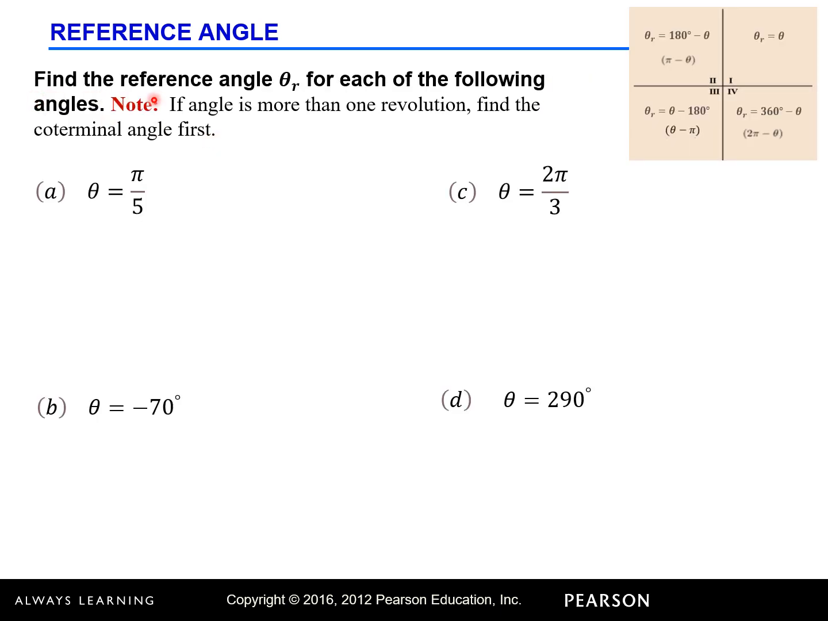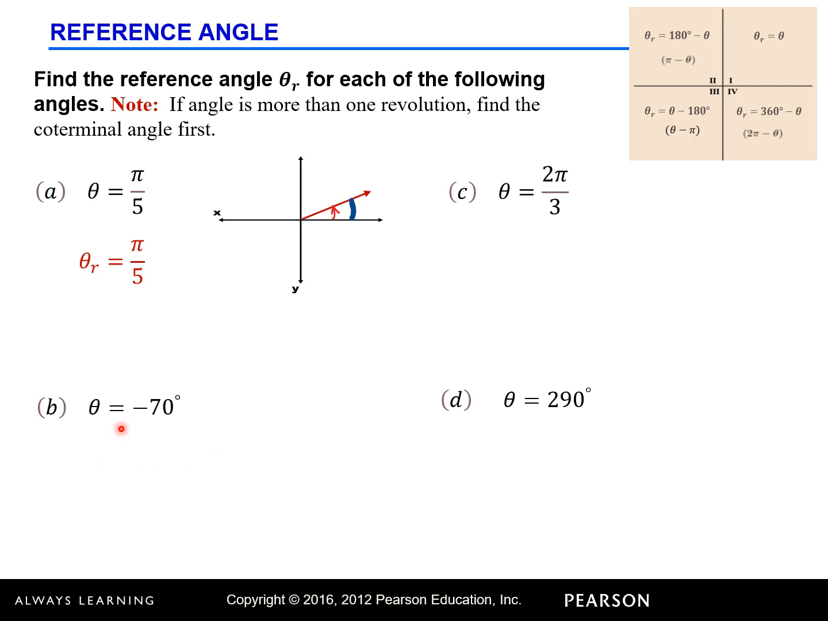Now let us apply finding the reference angle for each of the following angles. Note that if the angle is more than 1 revolution or 1 rotation, then find the coterminal angle first. So the first angle is in radians, pi over 5, and pi over 5 is in quadrant 1. Since this pi over 5 is an acute angle, the reference angle will be the same, which is pi over 5.